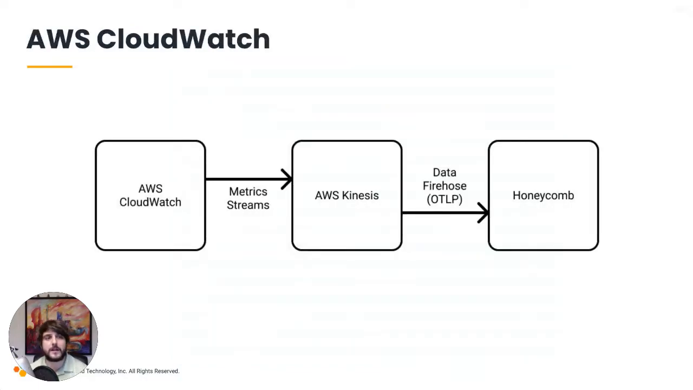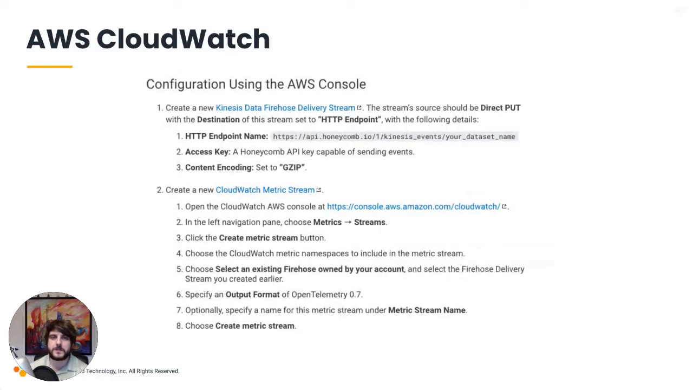Next, we're going to talk about AWS CloudWatch. So AWS allows you to export your CloudWatch metrics using a Kinesis firehose in OTLP data format. Setting that up, you're going to specifically go to a Kinesis events endpoint, going to a metrics data set of your choice, give it an access key.